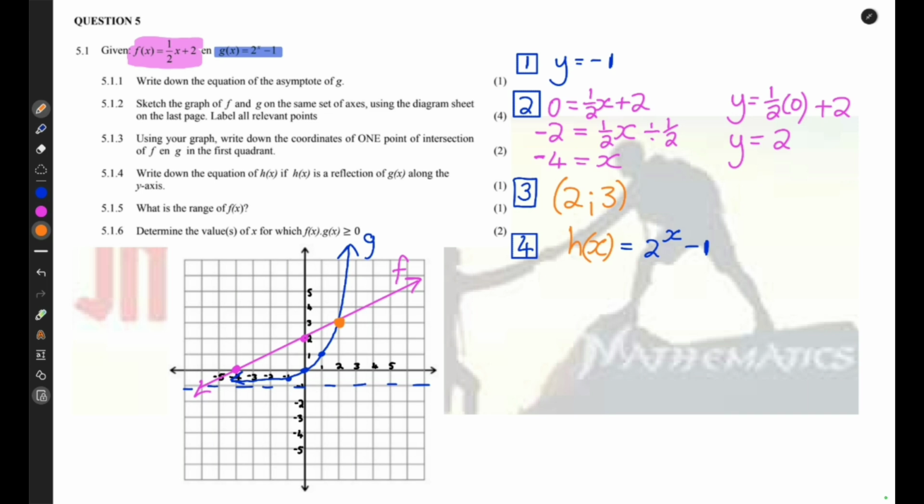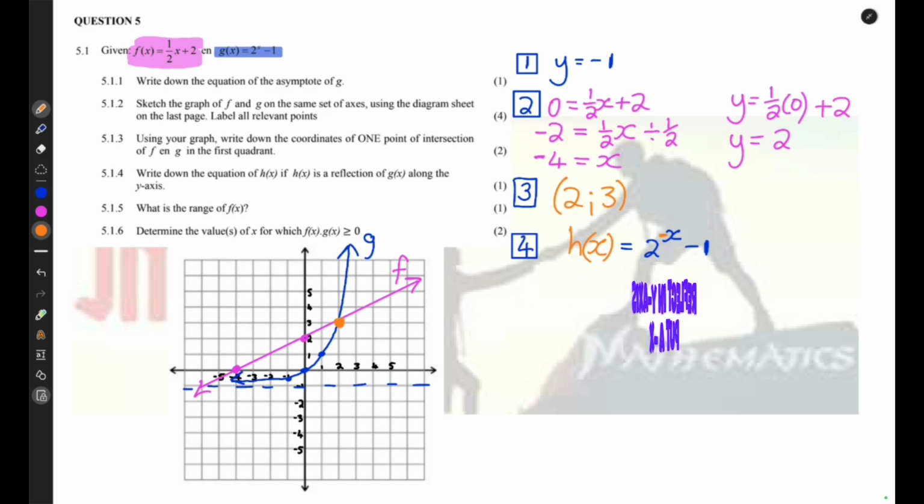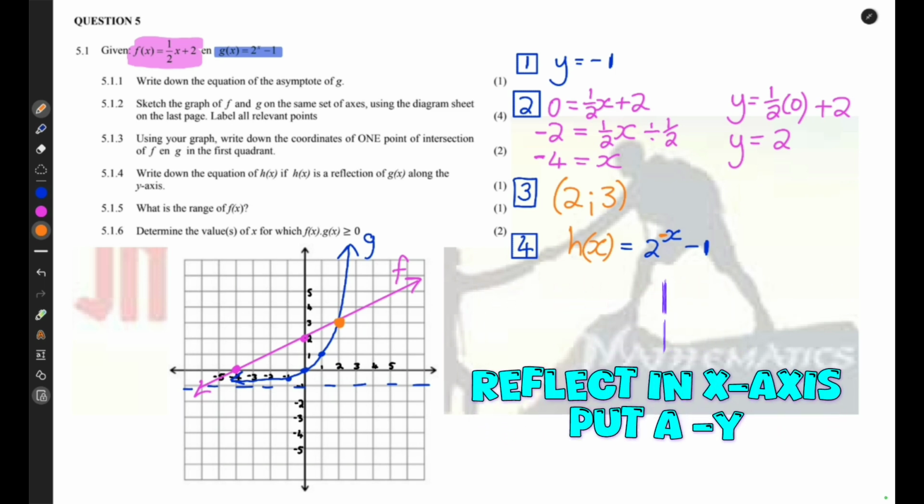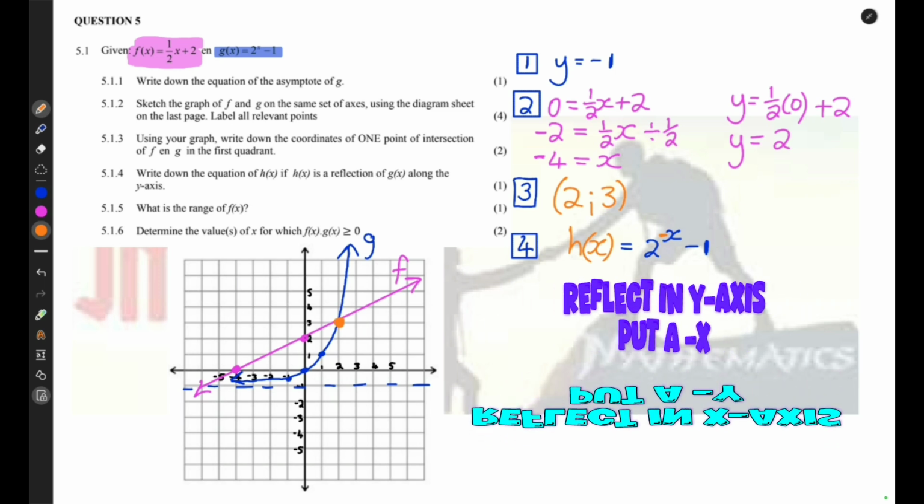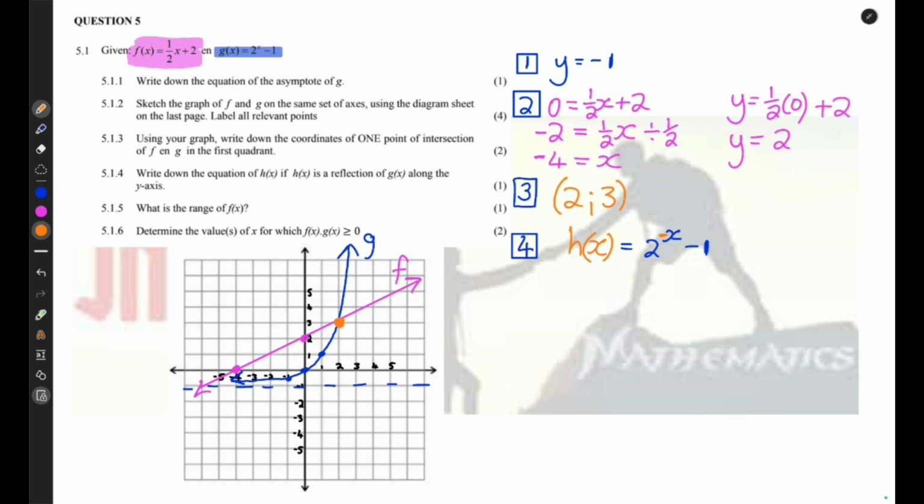Something you must please study is that if I reflect a graph in the y-axis, I just put a minus in front of x. If I reflect it on the x-axis, I put a minus in front of y, or in front of the hx in this case. But now they just want me to put a minus in front of x. Now, sometimes you will get full marks for only doing that.